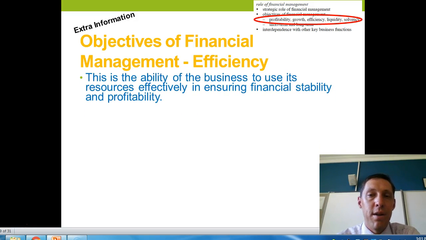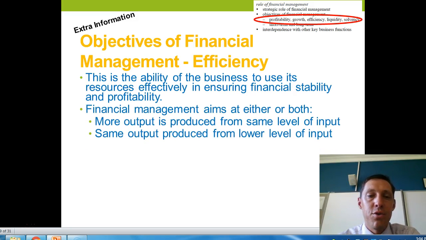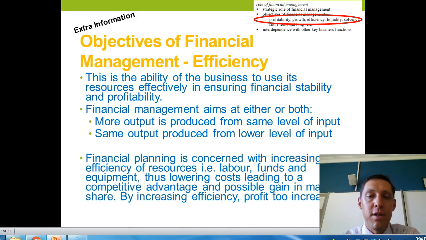A bit of extra information, I guess, about efficiency, because that's really efficiency at its most basic level. But it's about a business trying to use its resources effectively. Its resources might be people. Its resources might be planes. Its resources might be the items that make up an iPhone. And the financial manager is trying to achieve as much output from the same level of input. And it's about managing those inputs effectively to achieve as much output as possible. Okay, I'll just let you read that last point there about financial planning in your own time.